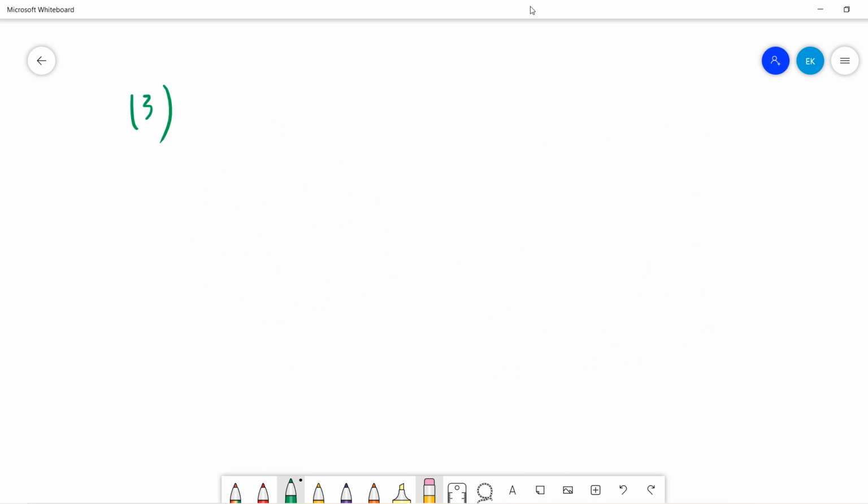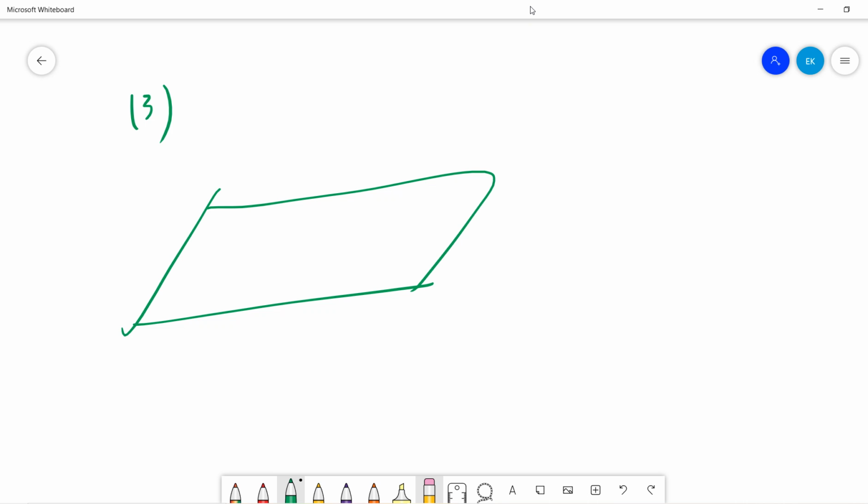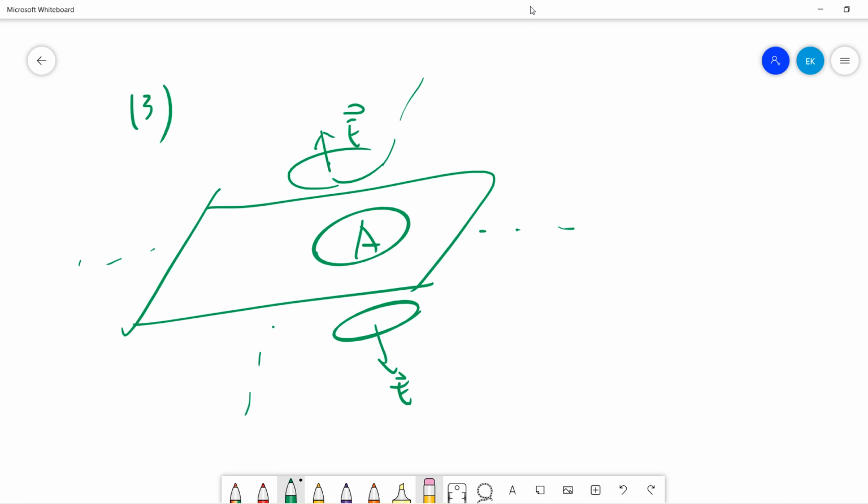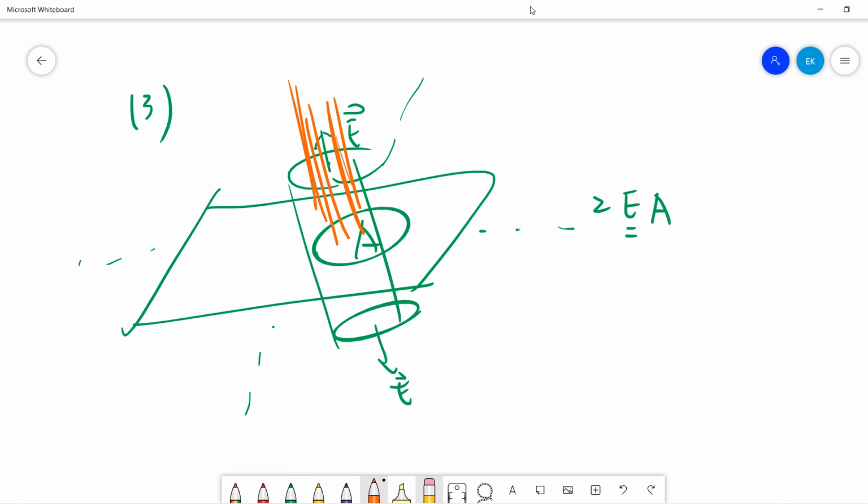Okay, and the third is basically the easy one. You have an infinite charged plate and you want to find the electric field here. So this is the electric field, and this is the electric field, and the area is A. So you have 2EA. The field will go outward in these directions.